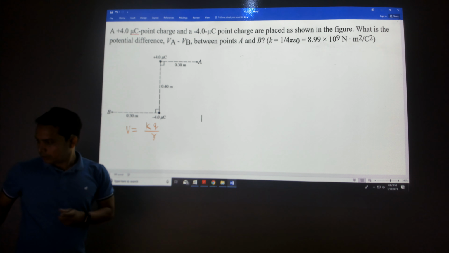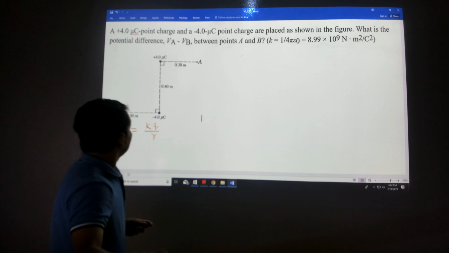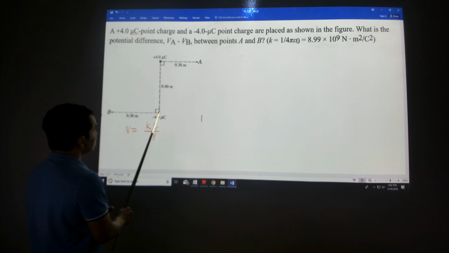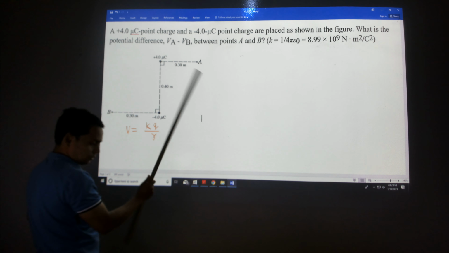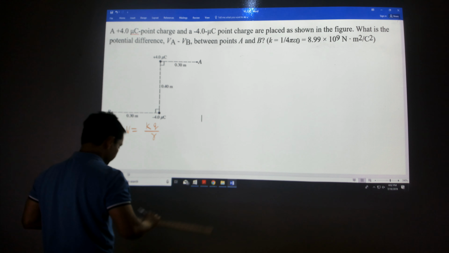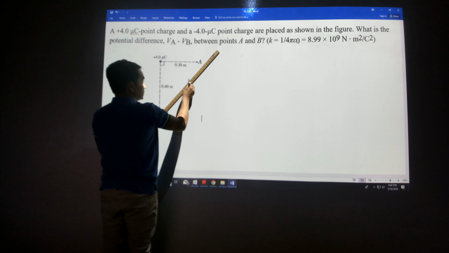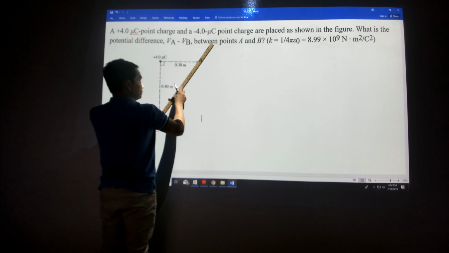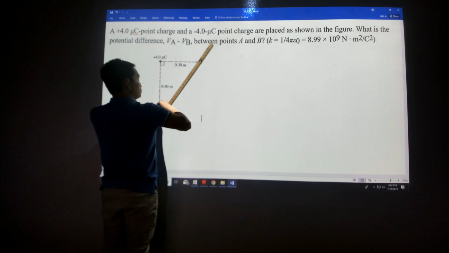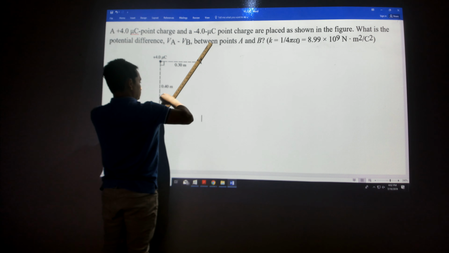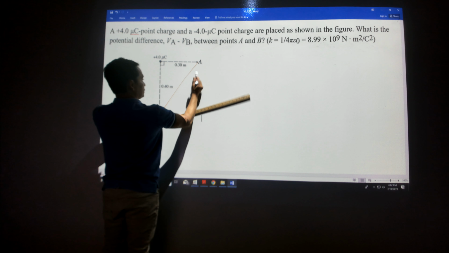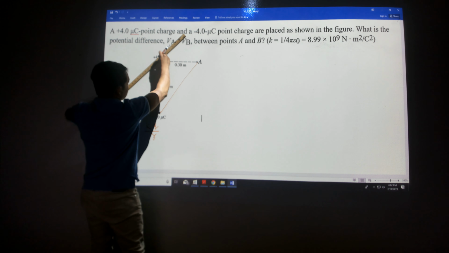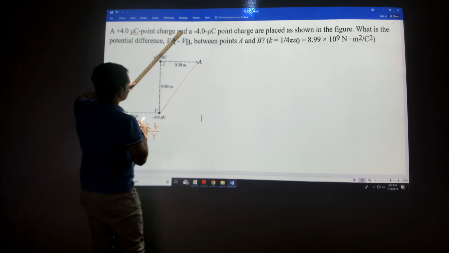As we have the charges at point A, we know this distance, and due to this charge, we do not know this distance, so we have to find out this distance here. So we have to find this distance first. And we also have to find out this distance as well.